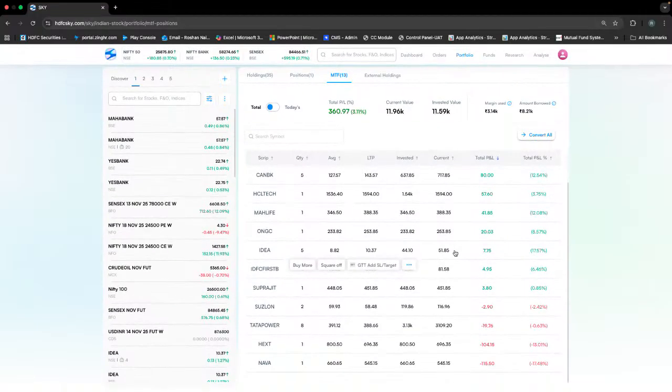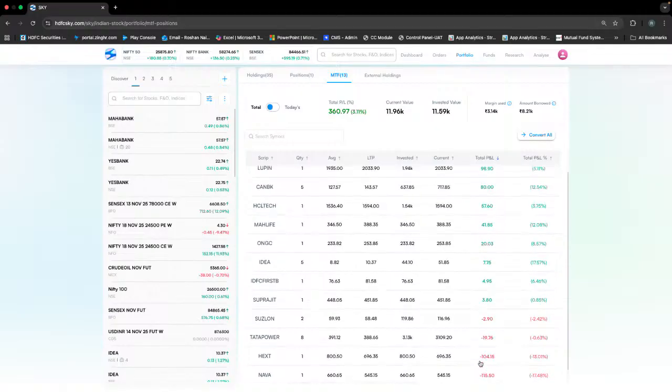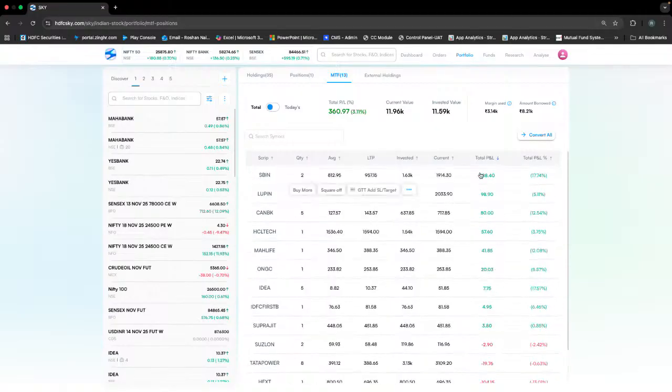So keep in mind that the stock not only can go up, it can go down as well, as you can see in my portfolio itself. Right? This is a sample portfolio. The stock has gone down, right? So in that case, also we have to be mindful that not only up, it can go down as well, right?